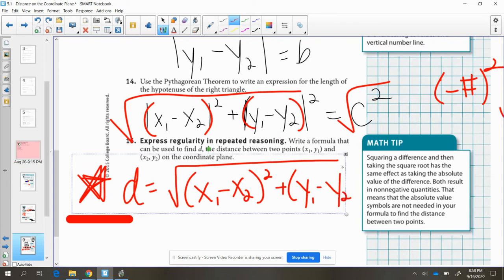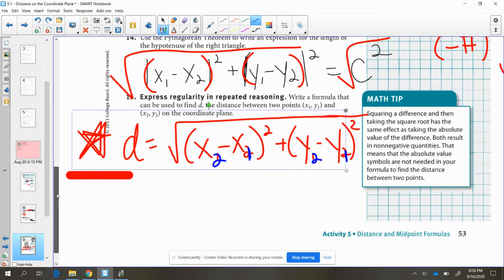Now you may also see this sometimes represented where they call this 2 and 1, 2 and 1. Doesn't matter. As long as you stay consistent, it doesn't matter which x value goes first or which one goes second. So I like to just write 1 minus 2. You might see it the other way. Now notice these guys get squared together and then plus these guys squared. Okay, really important that you use your parentheses and everything appropriately.